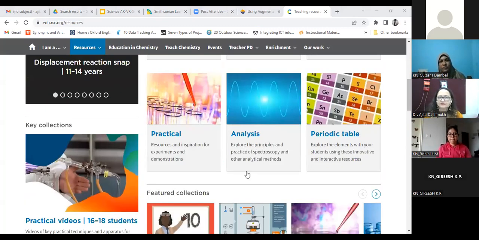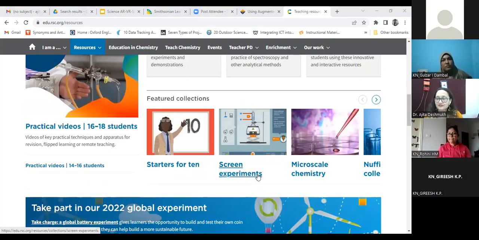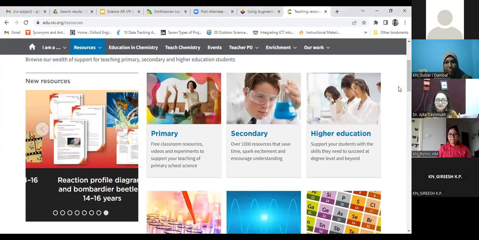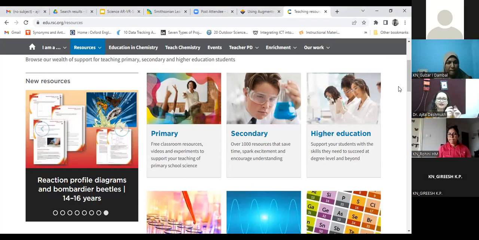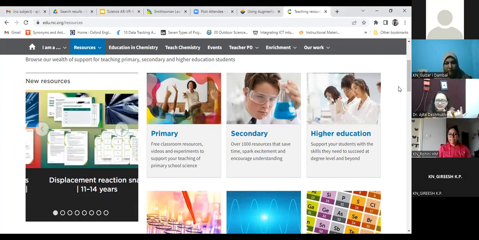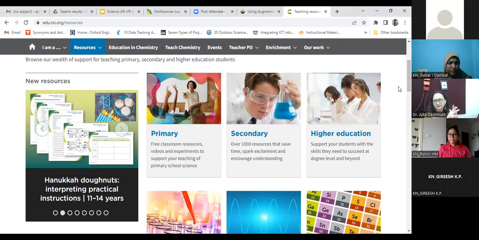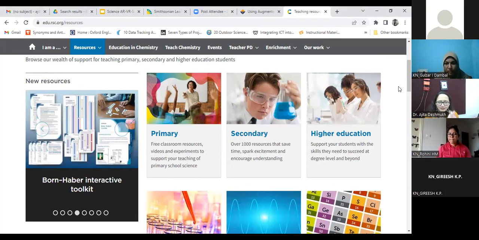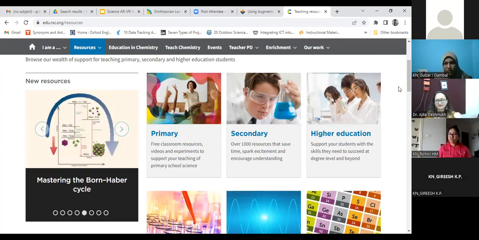And again, you have practicals, you have simulations, you have screen experiments. This is an amazing website. Anything and everything you want for chemistry, you will find it here. In fact, every country has got their own Royal Society chapter. So you can find the closest Royal Society chapter and also get involved with them. So I've put it up in the chat and please go ahead and find it.